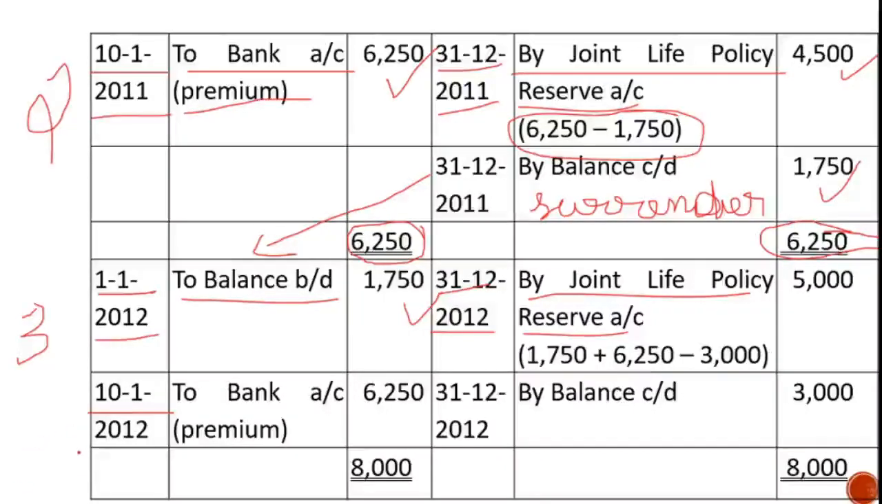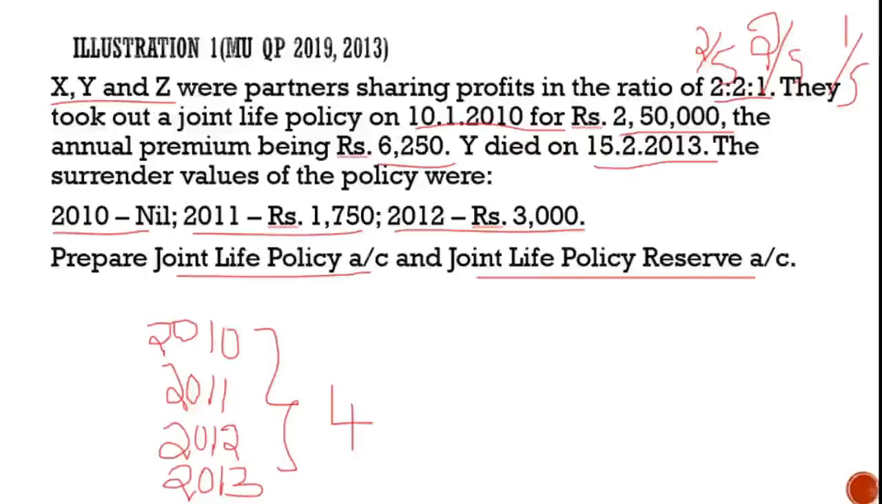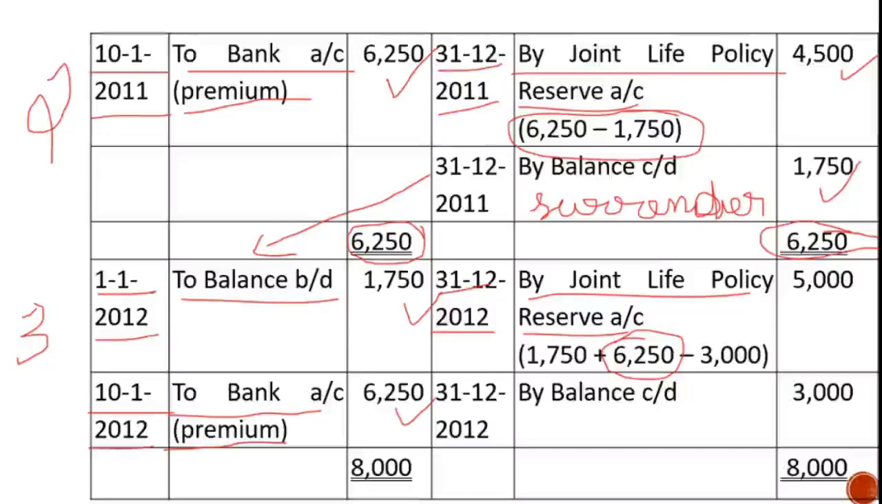Annual premium every year will be paid on 10/1/2000 every year. So annual premium is 6,250 minus the surrender value. Surrender value is 3,000. So you deduct the surrender value. So 6,250 minus 3,000. But here there is an opening balance of 1,750.